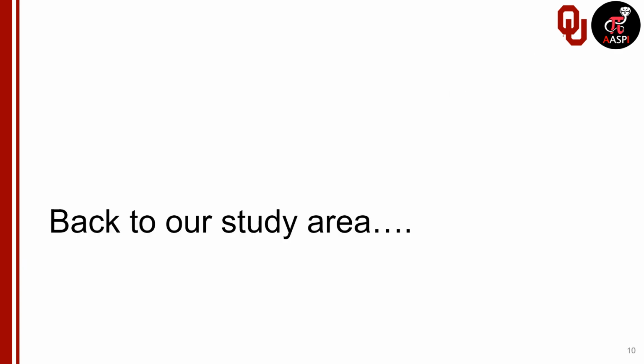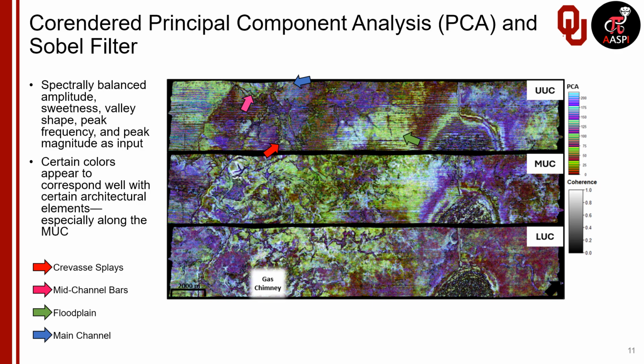Going back to our study area, here are the results for the upper, middle, and lower unconformity for our principal component analysis. Here Jake analyzed the spectrally balanced amplitude, sweetness, valley shape, peak frequency, and peak magnitude, all as different inputs into the PCA analysis. What we notice with our geologic mind's eye is a lot of features really popping out at us: from crevasse splays to mid-channel bars, and in green, by the green arrow, perhaps some floodplains. We've got the main channel more clearly identified.